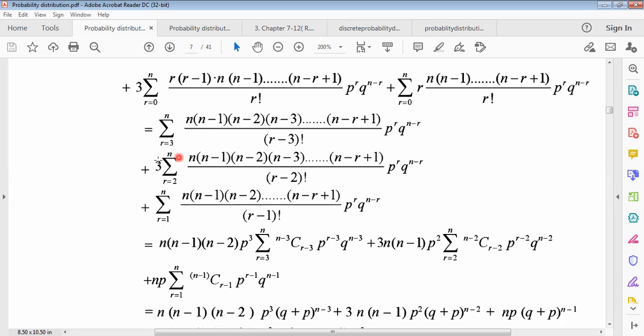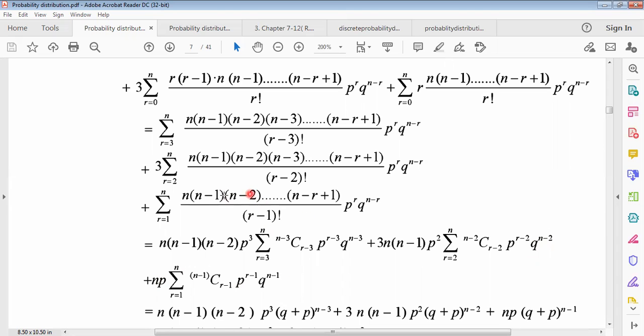And from the second term, 3 into n minus 1 and p square will be common because starting from n minus 2 and r minus 2. So r equals 2 to n, n minus 2 C r minus 2, p to the power, and this p will become what? R minus 2 because p square is common, and q becomes n minus r. This will be n minus r, remember it. There is a mistake. Actually n minus 3 bracket minus r minus 3, and this also what? Q to the power n minus 2 bracket minus r minus 2. Okay, this is a mistake.